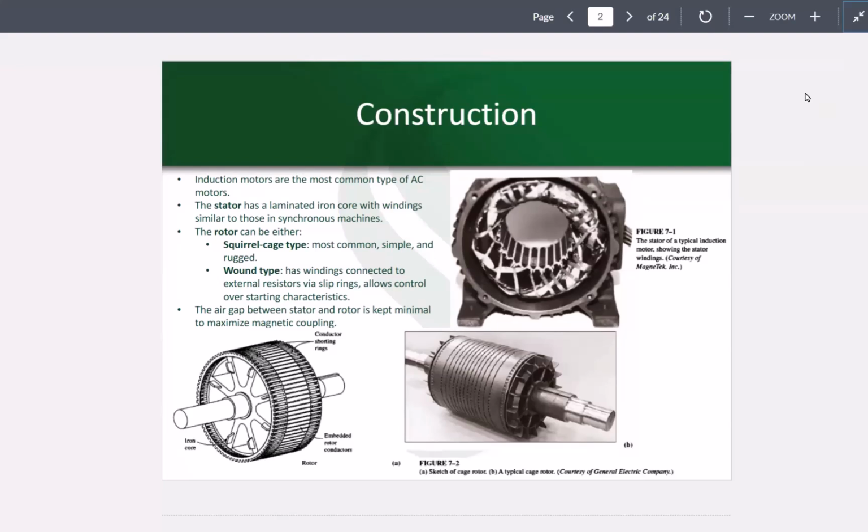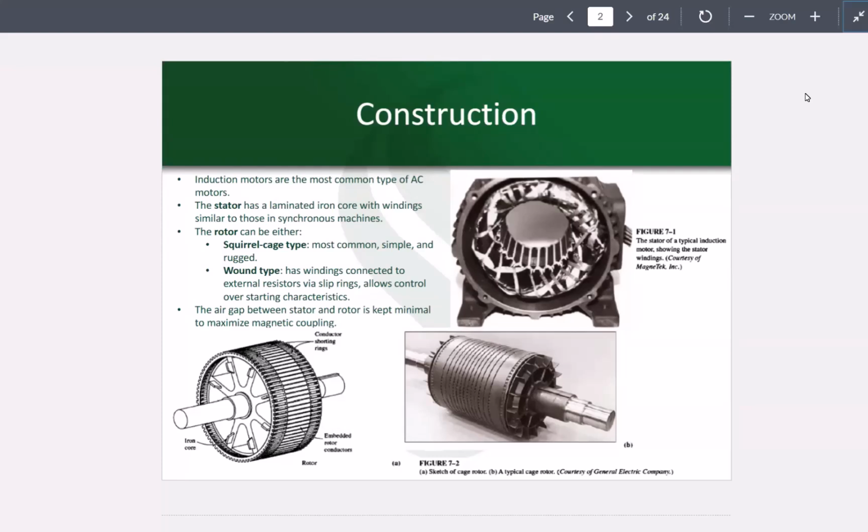But in terms of construction, they're similar to other types of machines in general, in the sense that they have a stator and a rotor. The rotor can be of two major types: squirrel cage type, which is the most common, simple and robust. These are basically some bars that have been added and shorted out on the two sides throughout the rotor.